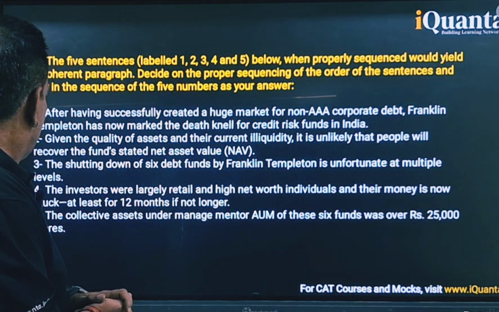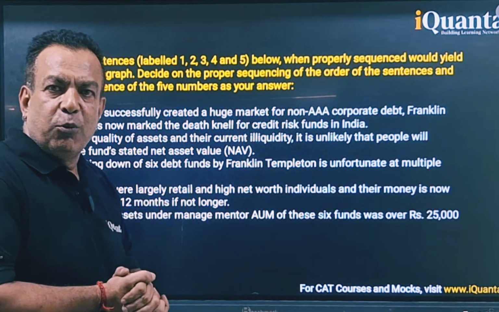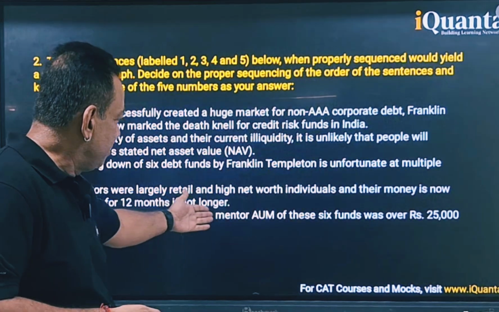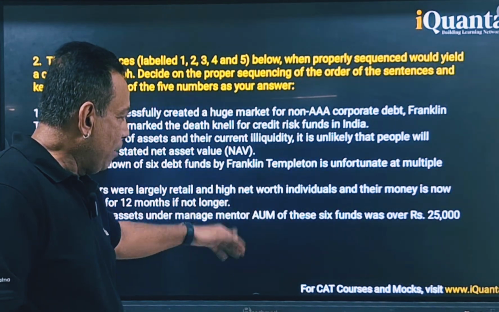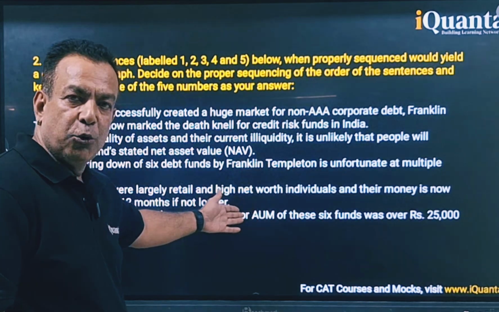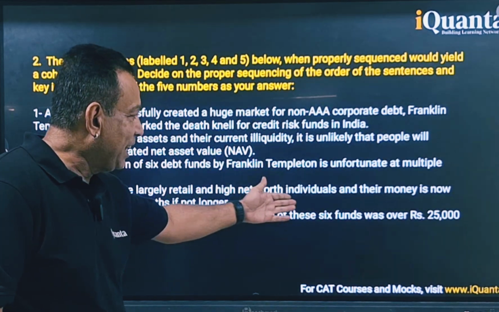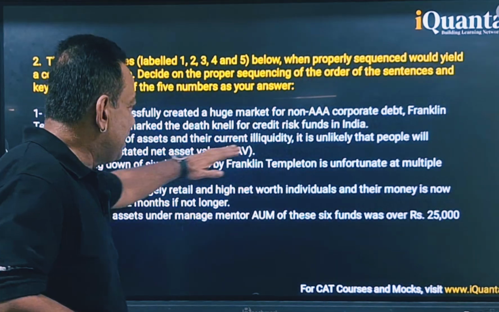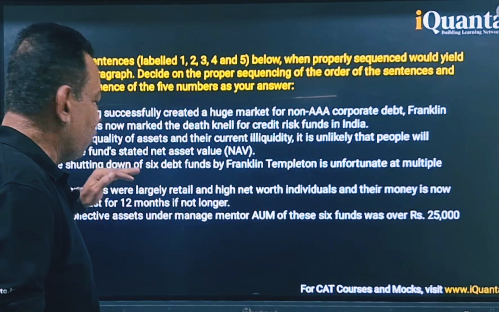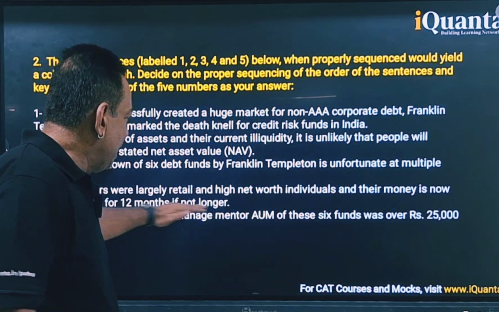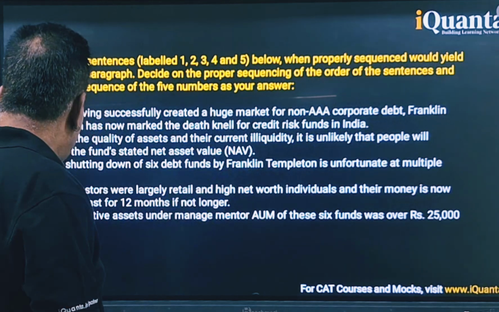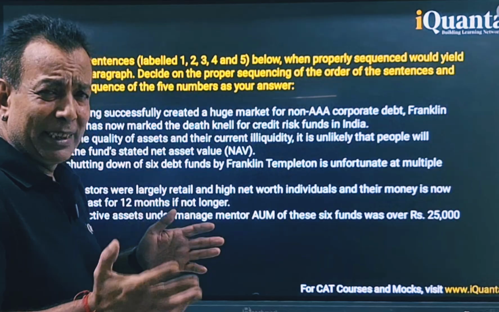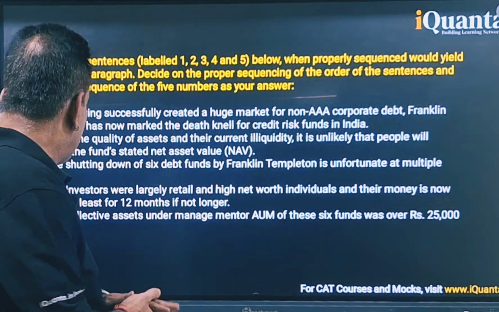The second sentence would be the net worth of those funds. Here it says the collective assets under management, AUM, that is assets under management, of these six funds was over 25,000 crores. So 6 funds have failed, and obviously many things went wrong, and they are telling you what the worth was. So 25,000 crores was the worth of these funds, the collective assets.